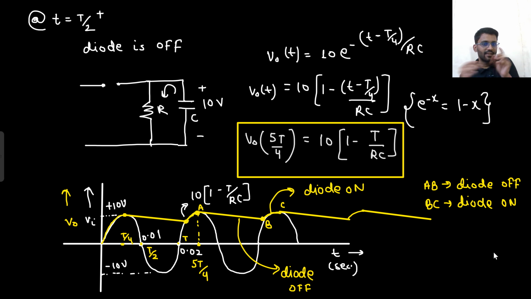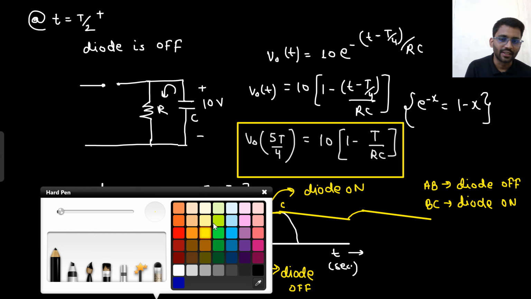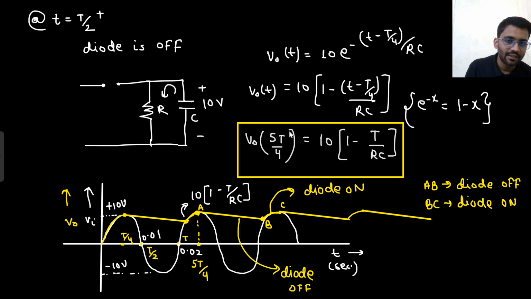Now people will say that the region where the diode is on is very less, so there will be zero current, so ID average should be 0. But one thing is happening. V naught, that means capacitor value at 5t/4 minus, I should write minus here. Why minus? Because just before 5t/4, V naught is 10 into 1 minus t by RC.